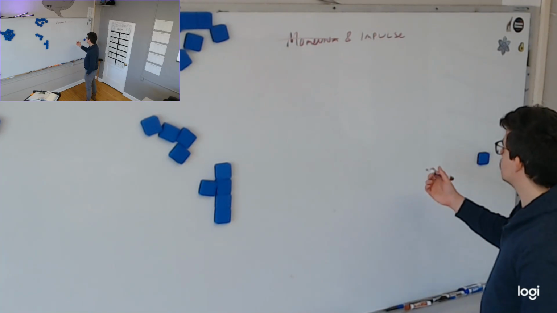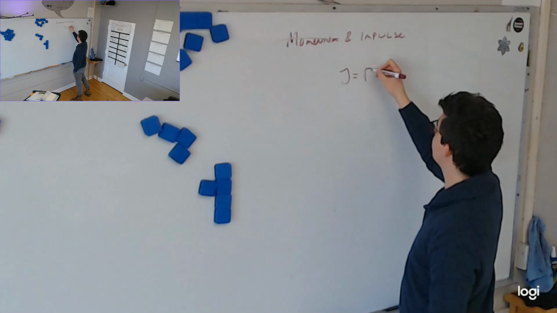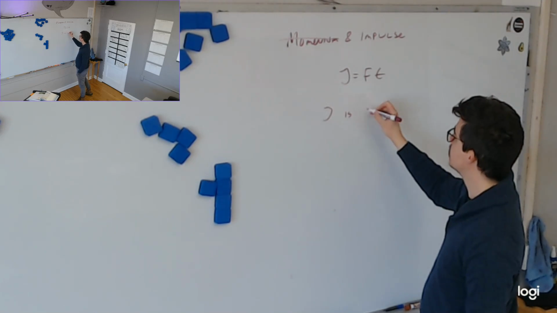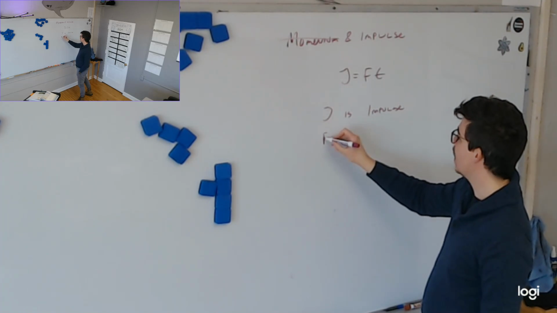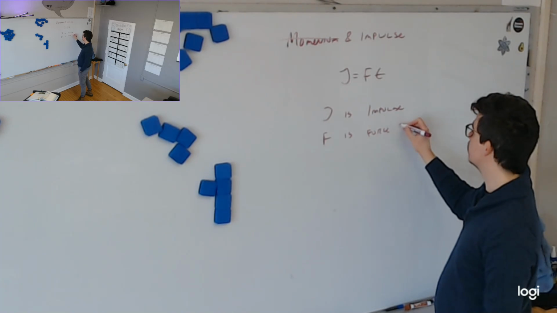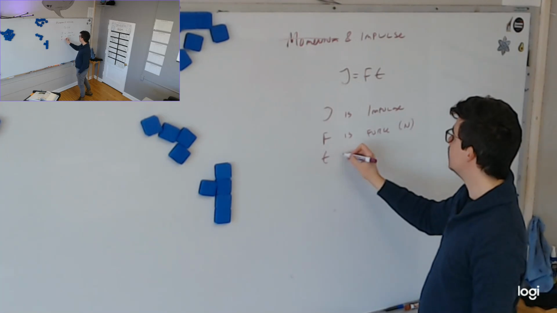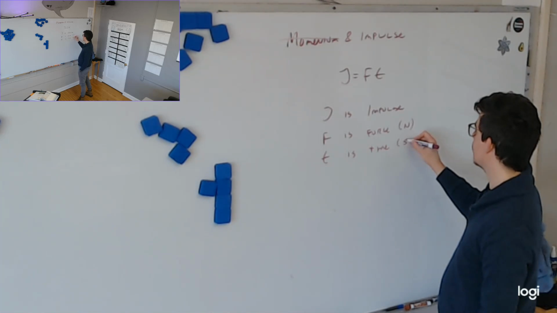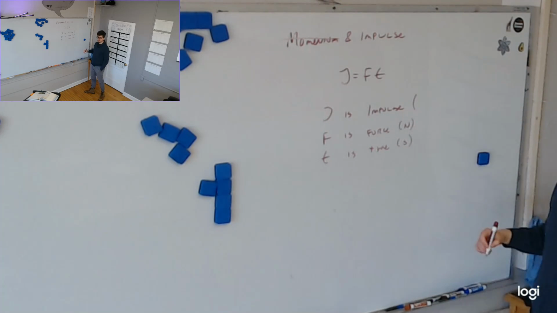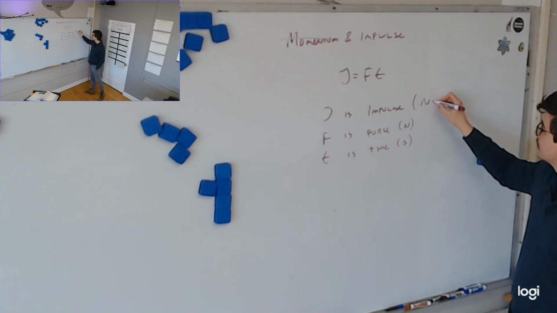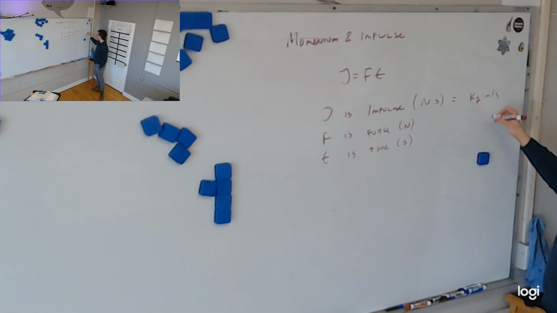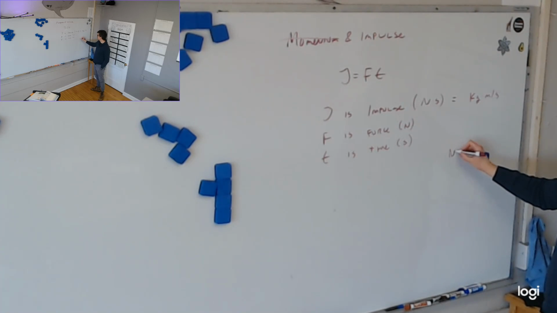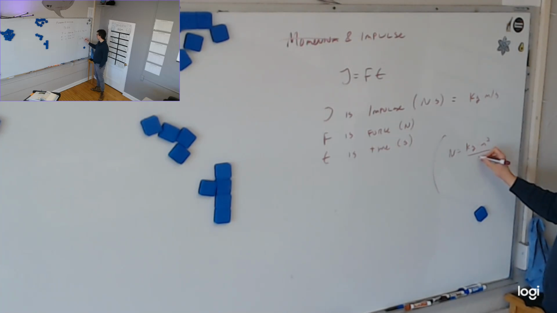Okay, so impulse, J equals Ft, where J is impulse. Well, we'll talk about what it's measured in in a second. F is force, measured in Newtons, and t is time, measured in seconds. So what would impulse be measured in? Newton seconds. Look, this is the same thing as a kilogram meter per second. So what's a Newton equal to? Do you remember? A Newton is a kilogram times meter per second squared.